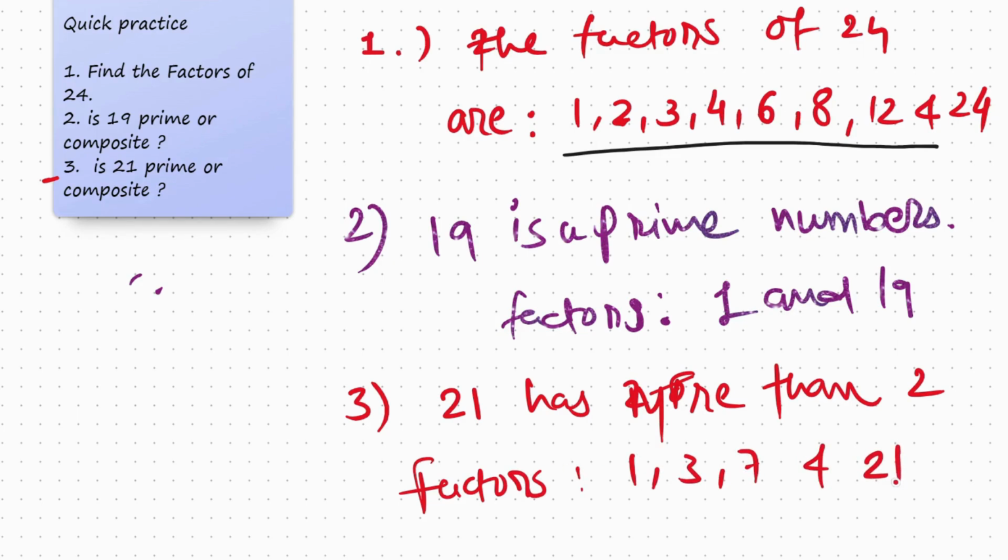Okay, so now I hope this lesson helped you understand factors, prime numbers and composite numbers in a simple video.